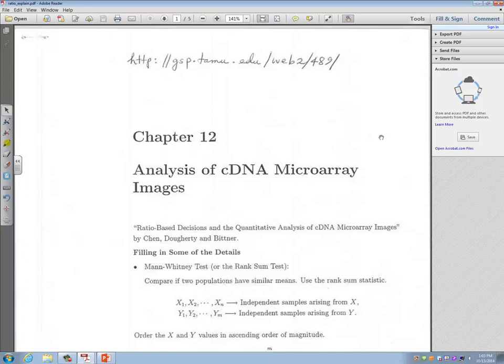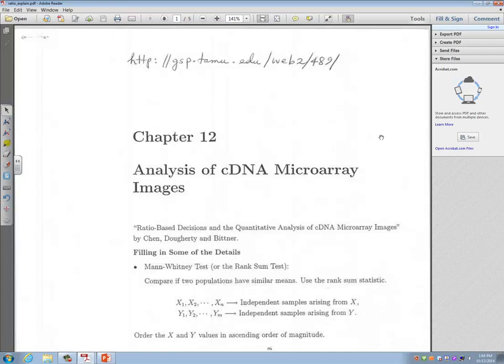We will need a number of results, and I want to fill in some of those details. The first one in question is what is called the Mann-Whitney test, or the rank sum test. Here you're interested in comparing two populations, whether they have the same means or not, similar means or not. So how do you check that?